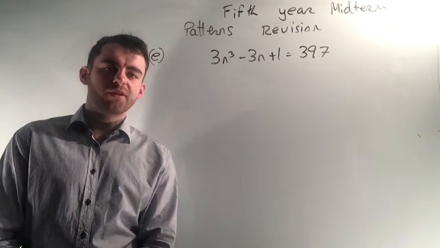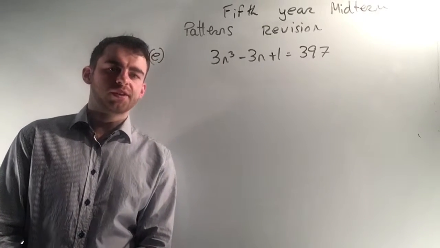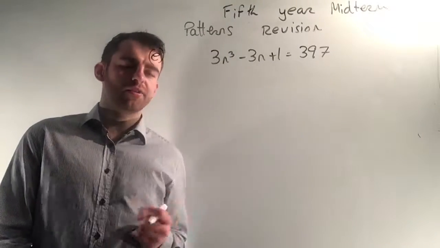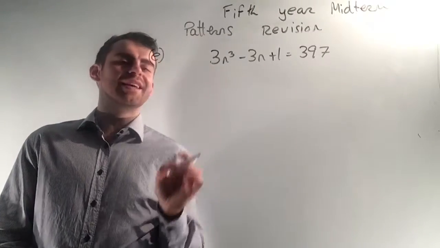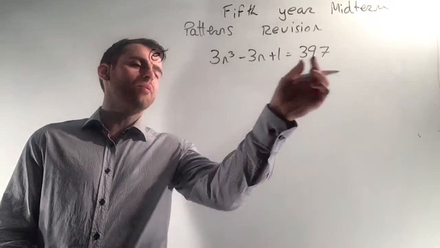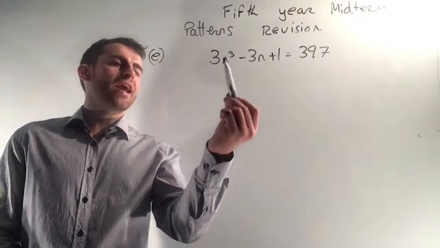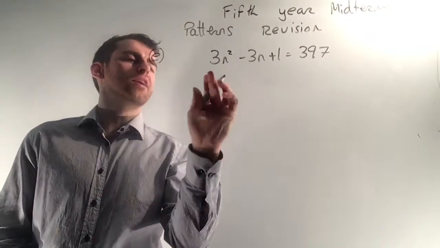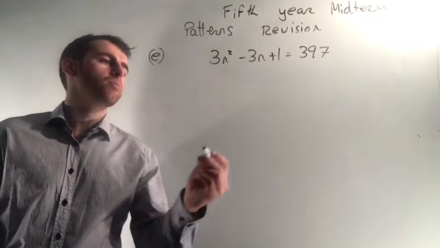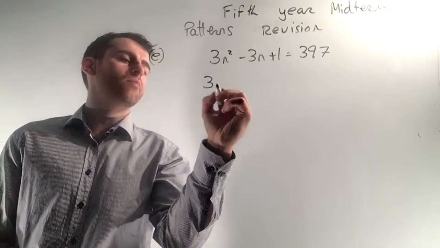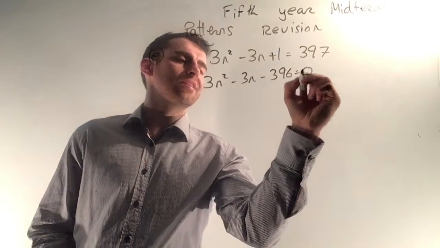The final part of this patterns question asks you to work out the value of n for which there are 397 blocks. In other words, which term has 397 blocks? And you know that the general formula to describe your quadratic is this. I want to know when this quadratic will be equal to 397, and now I can find the value of n. Clearly you've got an n squared, an n, and a number, which means you have a quadratic equation, so you should bring everything to one side. So you should subtract 397 from both sides, and you get 3n squared minus 3n minus 396 equals 0.